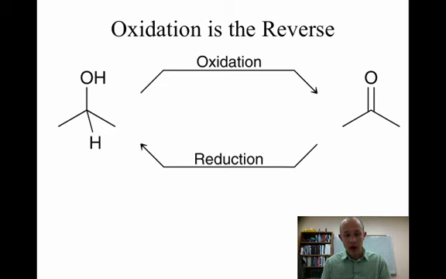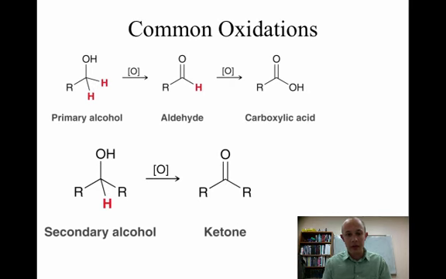And the one that we're going to talk about in this class, for the most part, is going to be chromium ions. The oxidations that I want you to look out for are you can start with a primary alcohol, remove 2 hydrogens to give you an aldehyde.